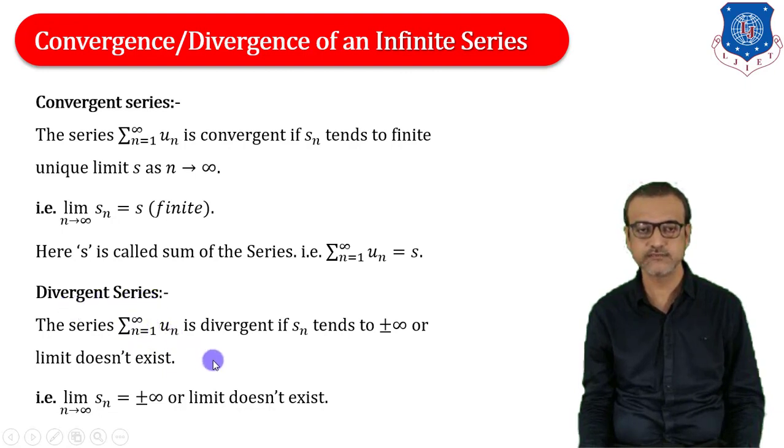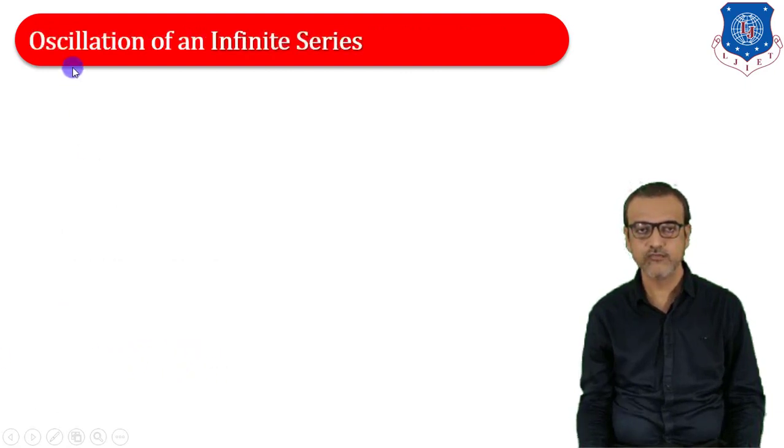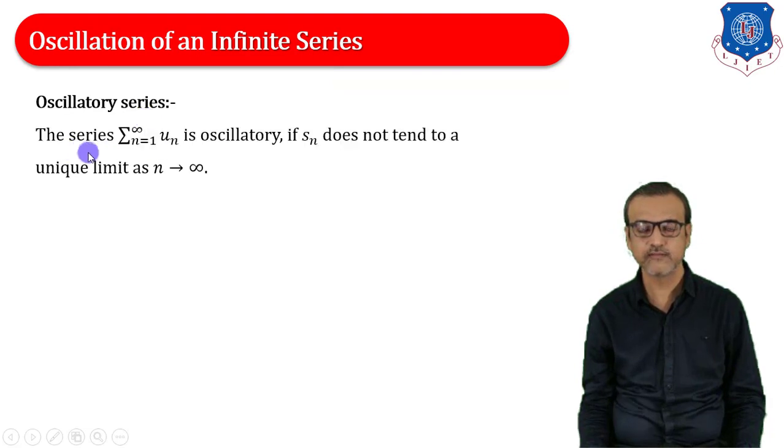Now we will see oscillation of an infinite series. First of all, what is an oscillatory series? The series sigma n is from 1 to infinity un is oscillatory if Sn does not tend to a unique limit as n tends to infinity. So that is, limit n tends to infinity Sn does not exist.